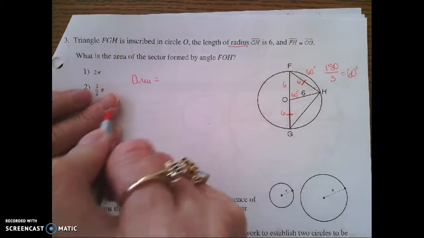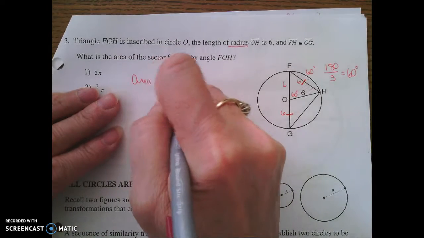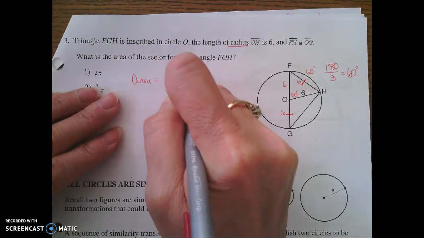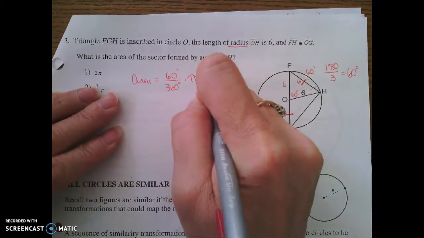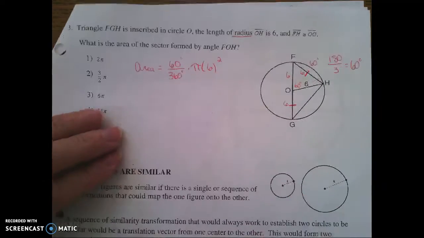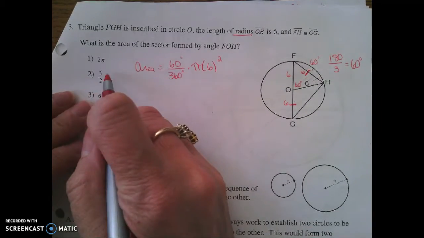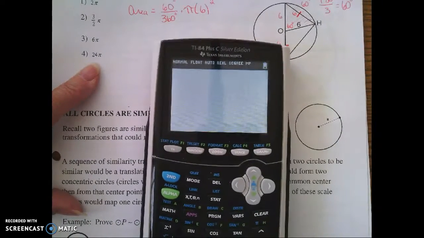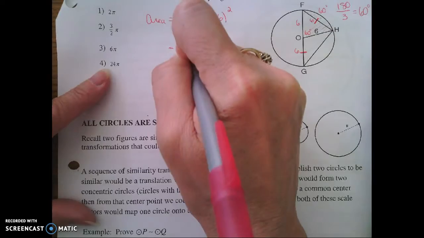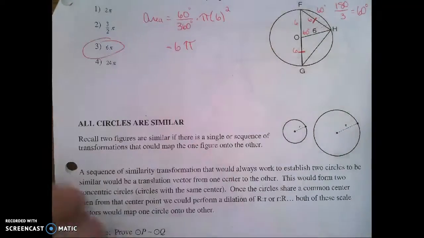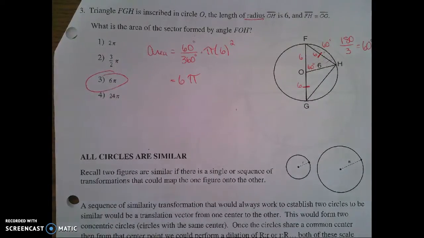So now we can set up our formula. Area is the measure of the arc divided by 360 degrees times pi times your radius squared. Do you notice all these have pi in it? So I'm not going to do anything with the pi button again. So 60 divided by 360 times 6 squared gives you 6. And the pi was still in there. There were no units in this problem. So 6 pi units squared.